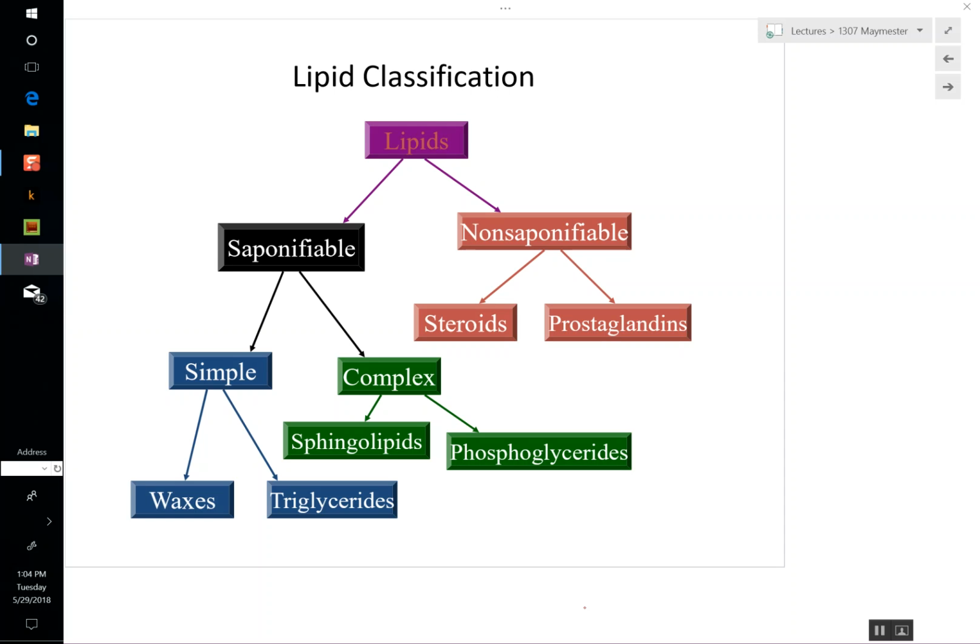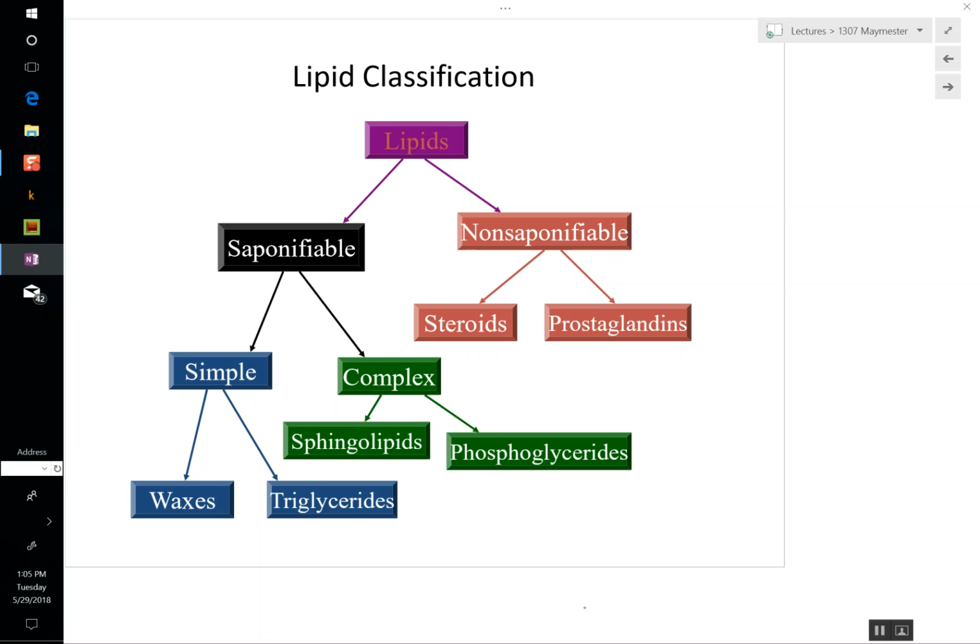But here, this is a pretty decent slide. If we talked about all of lipids, which are not soluble in water, there are simple saponifiable lipids, triglycerides, and complex saponifiable lipids, phosphoglycerides. These are the two main things we're going to talk about. And then in non-saponifiable, we have steroids. So if you were to say what are the three most important groups in this chapter, those are the three most important groups.